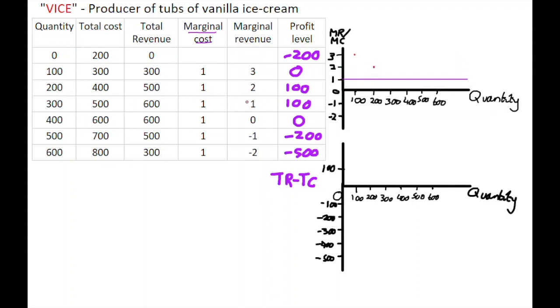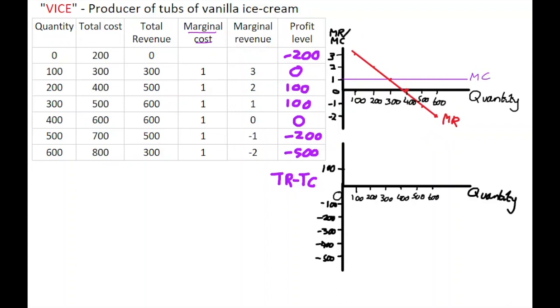At a quantity of 300, marginal revenue is 1. Quantity of 400, marginal revenue is 0. 500, marginal revenue is minus 1. And 600, marginal revenue is minus 2. So we have our marginal revenue points, and we just fill those in so that we have our marginal revenue curve as so. We're going to label both of these now. So we have marginal revenue, and we also have our marginal cost curve.